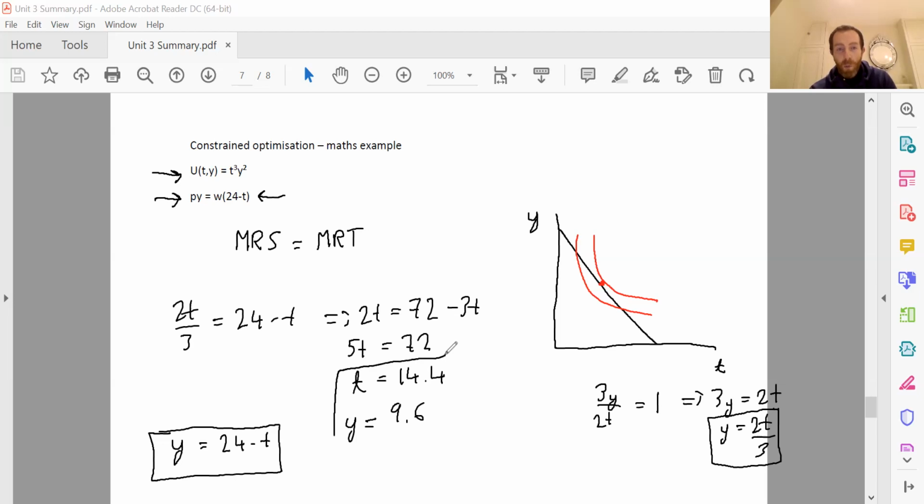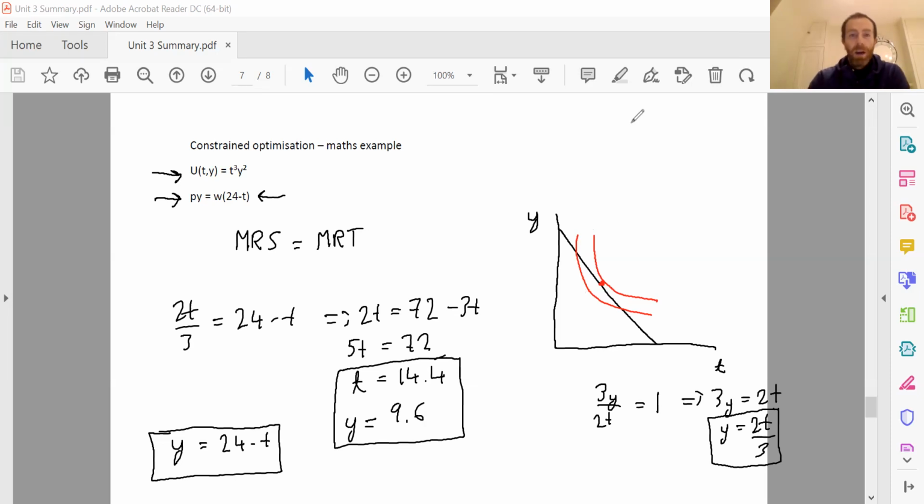So what I've now found is the allocation of free time and consumption that will maximize this person's utility. If they choose 14.4 hours of free time and 9.6 units of consumption, then that will mean that they are at this particular point, which is going to give them their highest indifference curve, their highest level of utility. So that's the other way that we can figure out that optimal allocation.